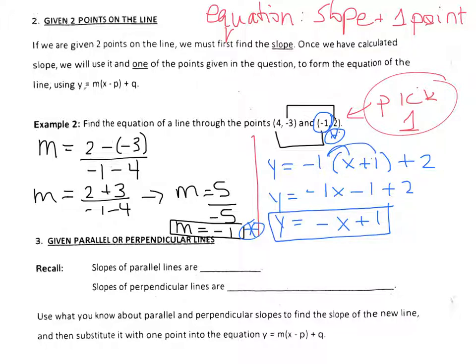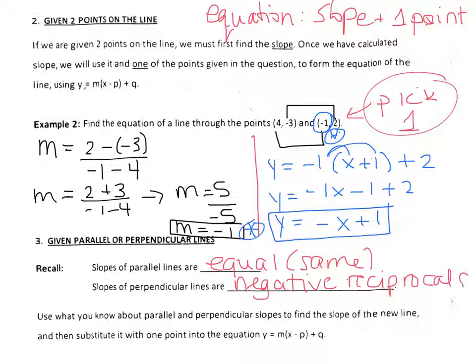Recall that slopes of parallel lines are equal or the same, and slopes of perpendicular lines are what we call negative reciprocals. So a negative reciprocal means that you flip the fraction and you change the sign. So that's what we need to do when we're figuring out slopes of perpendicular lines. We want to flip the fraction and change the sign.